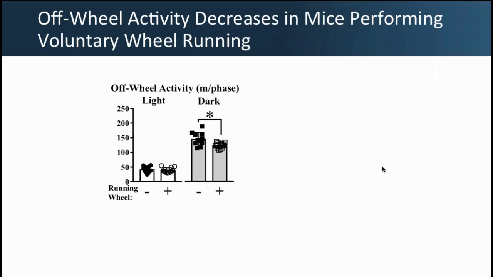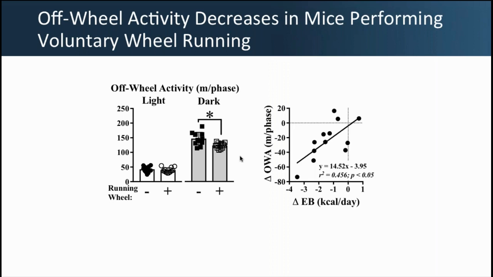Just like a number of different groups have shown in the last few years, off-wheel activity decreases when mice have access to a wheel. That was true in our studies as well. And when we started looking at relationships between the change in off-wheel activity, so that delta pre and post access to a wheel, and their metabolic variables, we didn't see any relationship with energy expenditure or energy intake as individual variables. But when we calculated the energy balance, we found a correlation. What this is suggesting to us is that the greater the drop in energy balance, or the more negative the energy balance, the more weight that mouse might lose, the greater the drop in off-wheel activity.